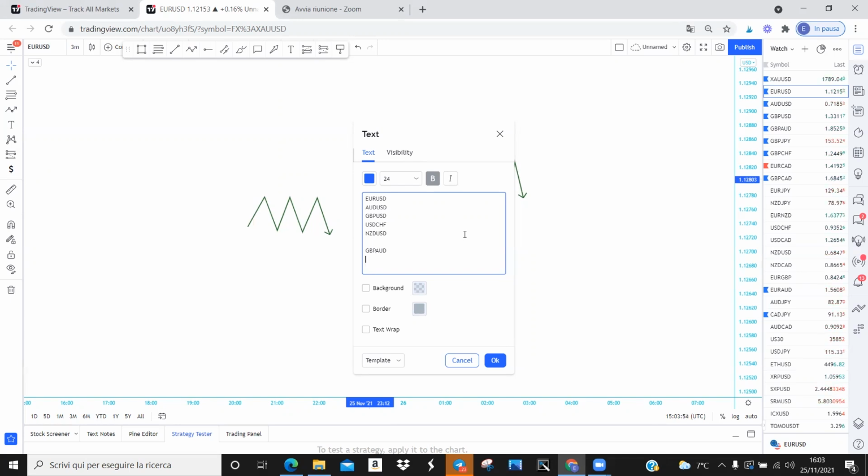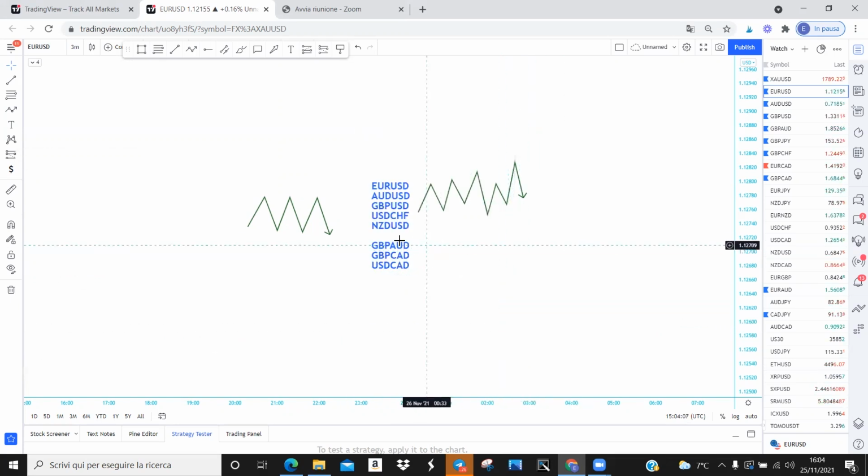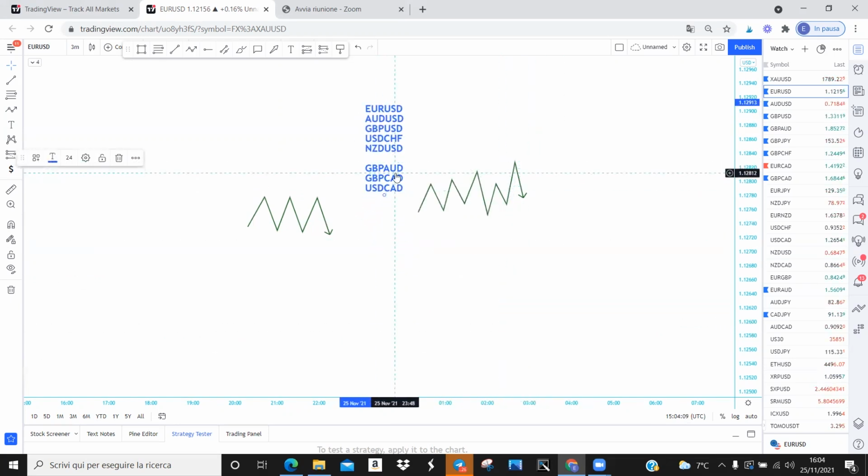I would avoid GBP JPY, GBP CAD definitely. Let's see, USD CAD. Okay, these are good too. Now, this doesn't mean that it doesn't apply to other pairs, but I prefer these. Why? Because other pairs have, for example, the JPY.